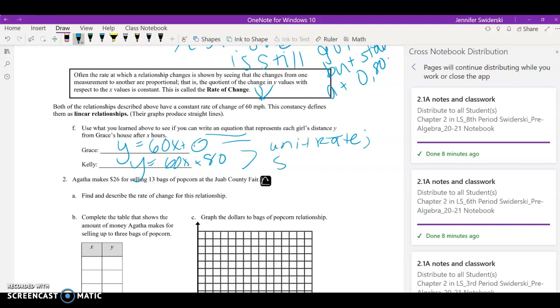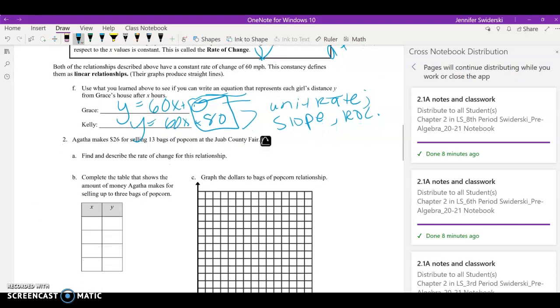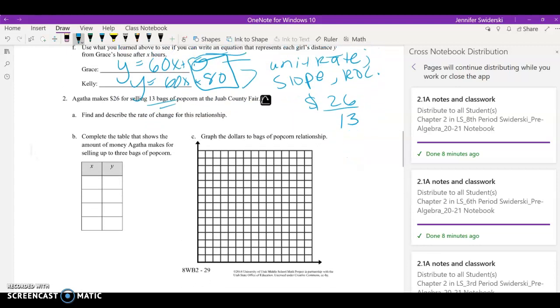That's something called slope, or the rate of change, that we're going to talk about. And then these variables over here to the right is where you're starting, the y-intercept. For number 2, it says our friend Agatha makes $26 for selling 13 bags of popcorn. So 26 over 13. $26 for 13 bags of popcorn.